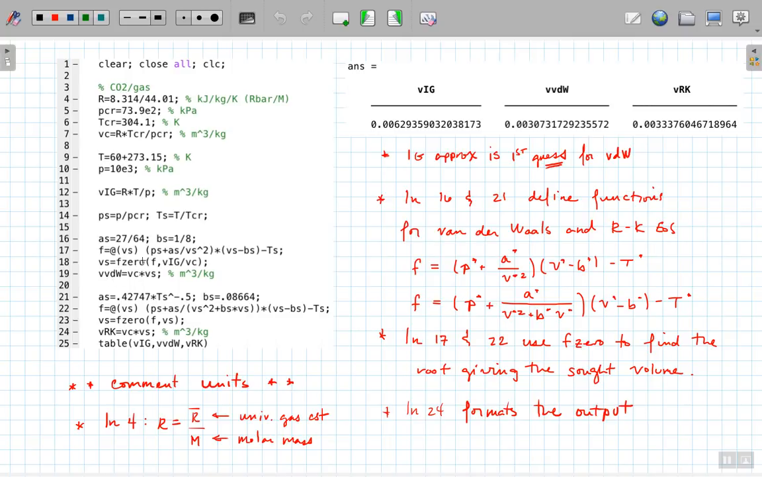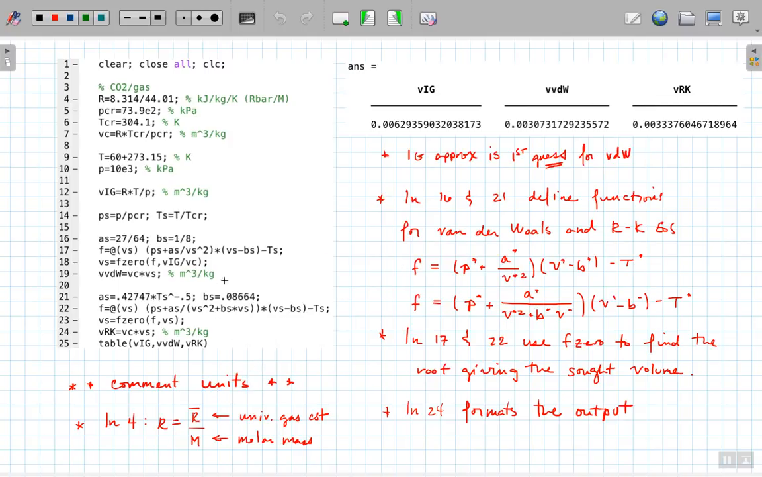So here in lines 16 through 19, we've got the van der Waals equation. Lines 21 through 24, we've got the Redlich-Kwong equation of state. Pretty simple. And then we print out the values. We can see the ideal gas law, the van der Waals equation, and the Redlich-Kwong equation of state here. Again, we've commented the units.